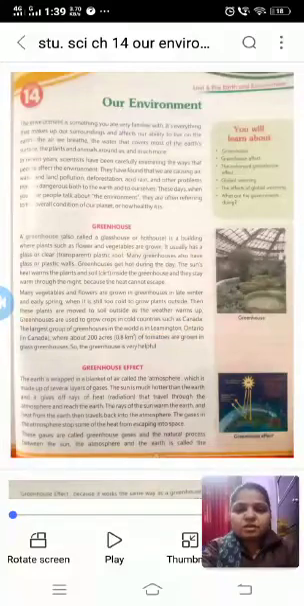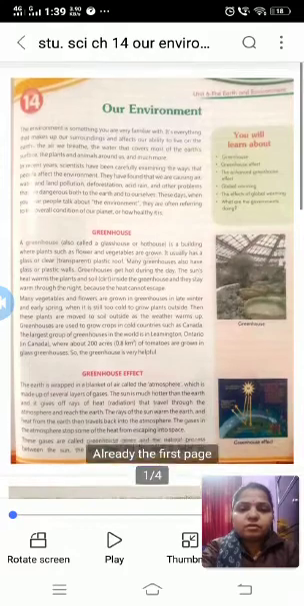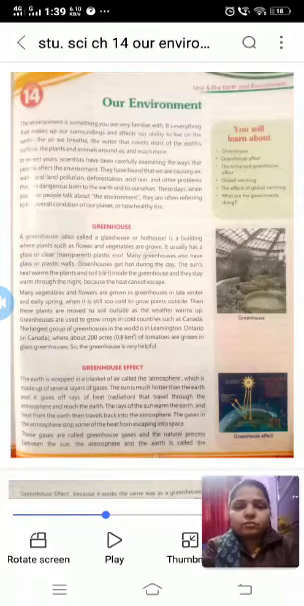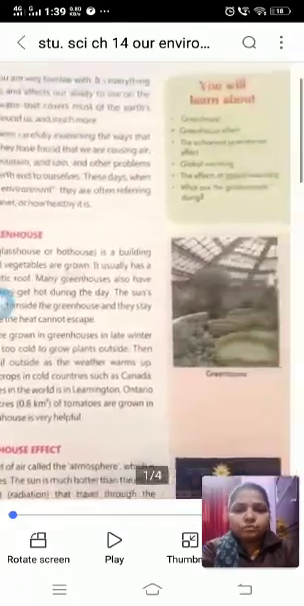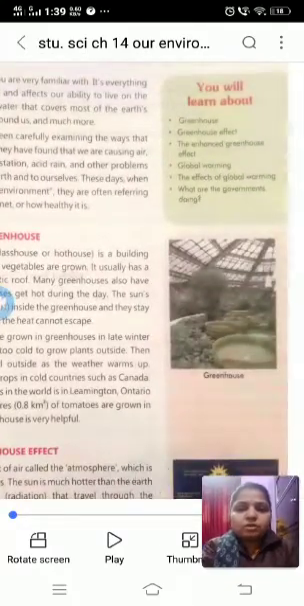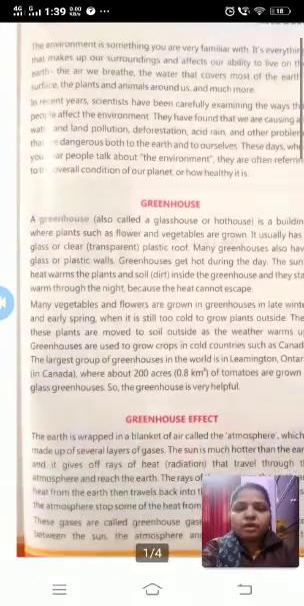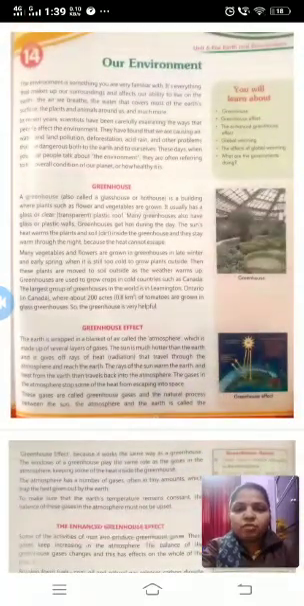Good morning, students. Today, chapter 14 in science from our science book, we will study about our environment. And in this chapter, today we will read about the greenhouse effect and the enhanced greenhouse effect. So, firstly, we will discuss the atmosphere, our environment.